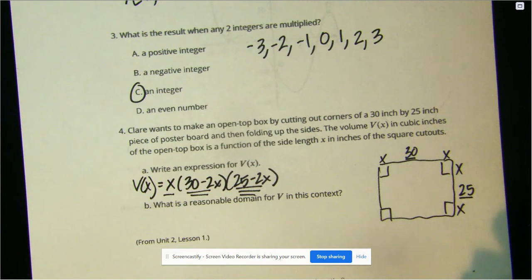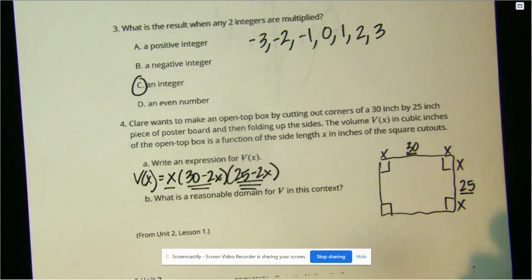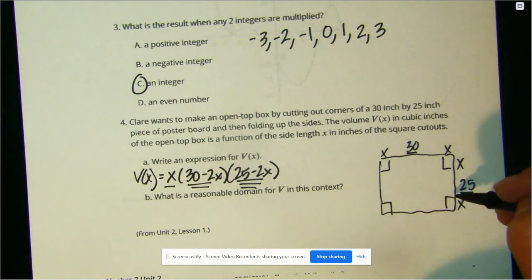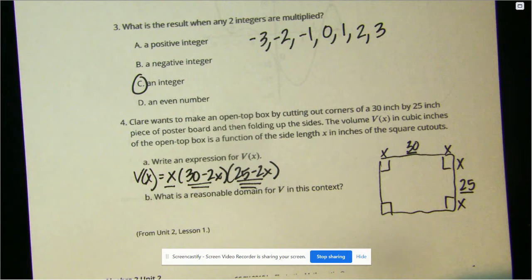What is a reasonable domain? Meaning, how big can you make these cuts in this particular problem? Well, you want to look at the smallest dimension, which is 25. You're taking away 2 of these cuts. At what point would that be gone and there would be no paper left? Just figure out what's half of 25, 12 and a half. If each of these was 12 and a half, that'd be 25. 25 take away 25, the paper would be gone.